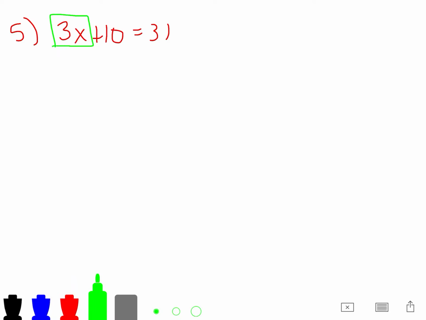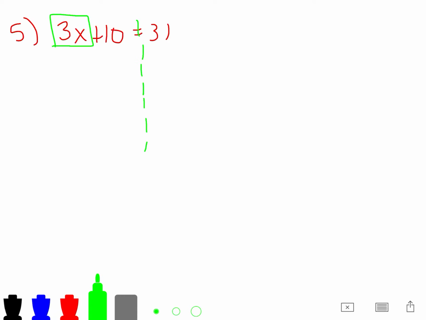All right, let's do some two steps. So the first one we have is 3x plus 10 equals 31. So we're going to do pretty much the same thing. We're just adding in another step. So I'm going to box anything attached to x. I'm going to draw my line down from the equal sign. And now I'm going to try to get that x by itself. So what else is over there with the box?